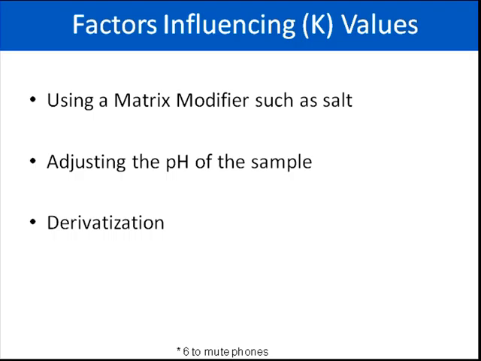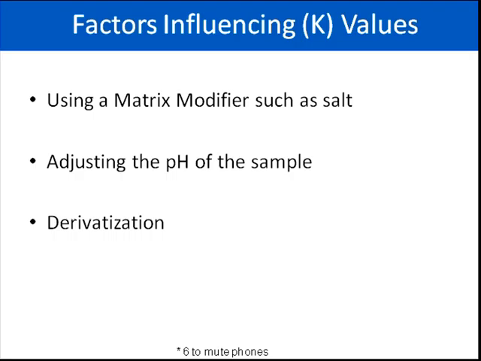Some of these types of salts are ammonium chloride. One of the most common that is used a lot of times is sodium chloride. What that will do, by adding that sodium chloride, is help to reduce the partition coefficient of A, making it go into the headspace more readily. Sodium sulfate and potassium carbonate are another couple examples of matrix modifiers.